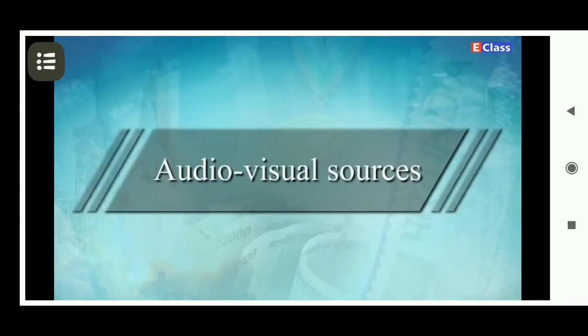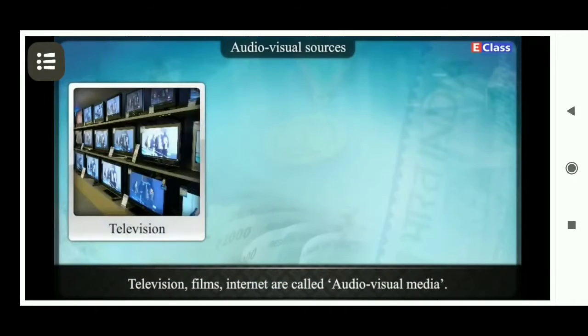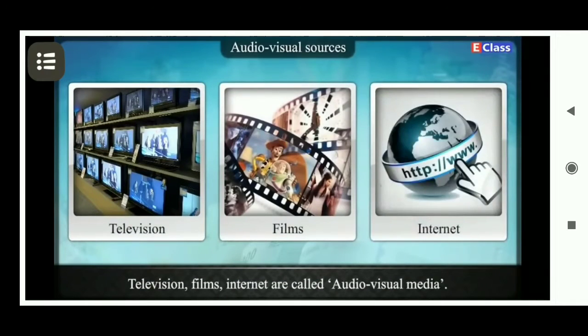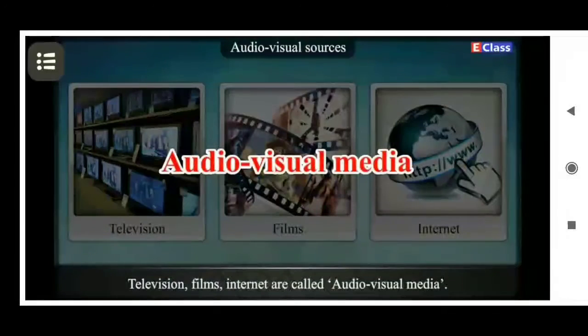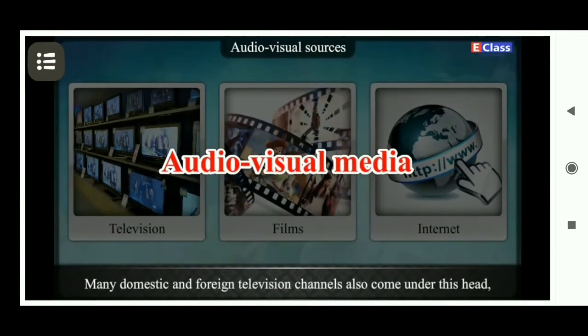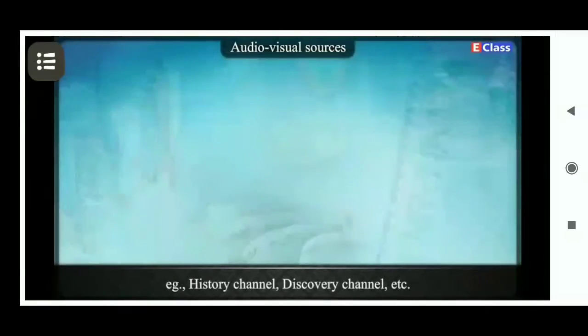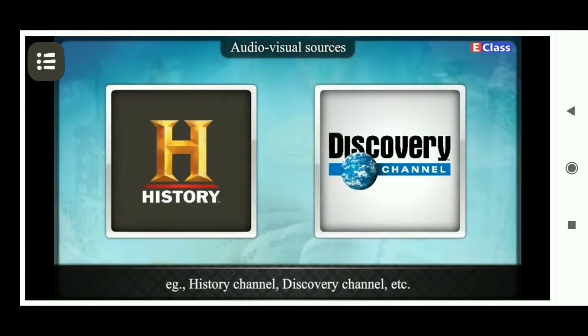Audiovisual sources. Television, films, internet are called audiovisual media. Many domestic and foreign television channels also come under this head. Example, History Channel, Discovery Channel, etc.